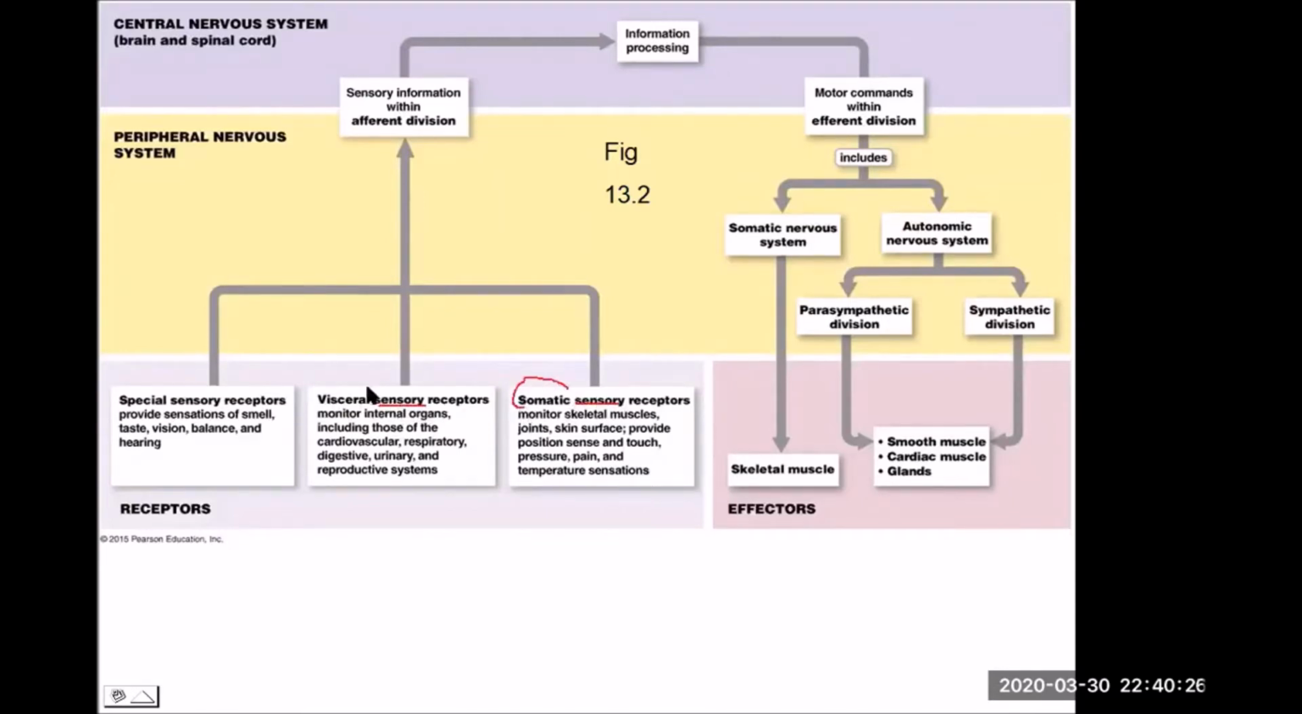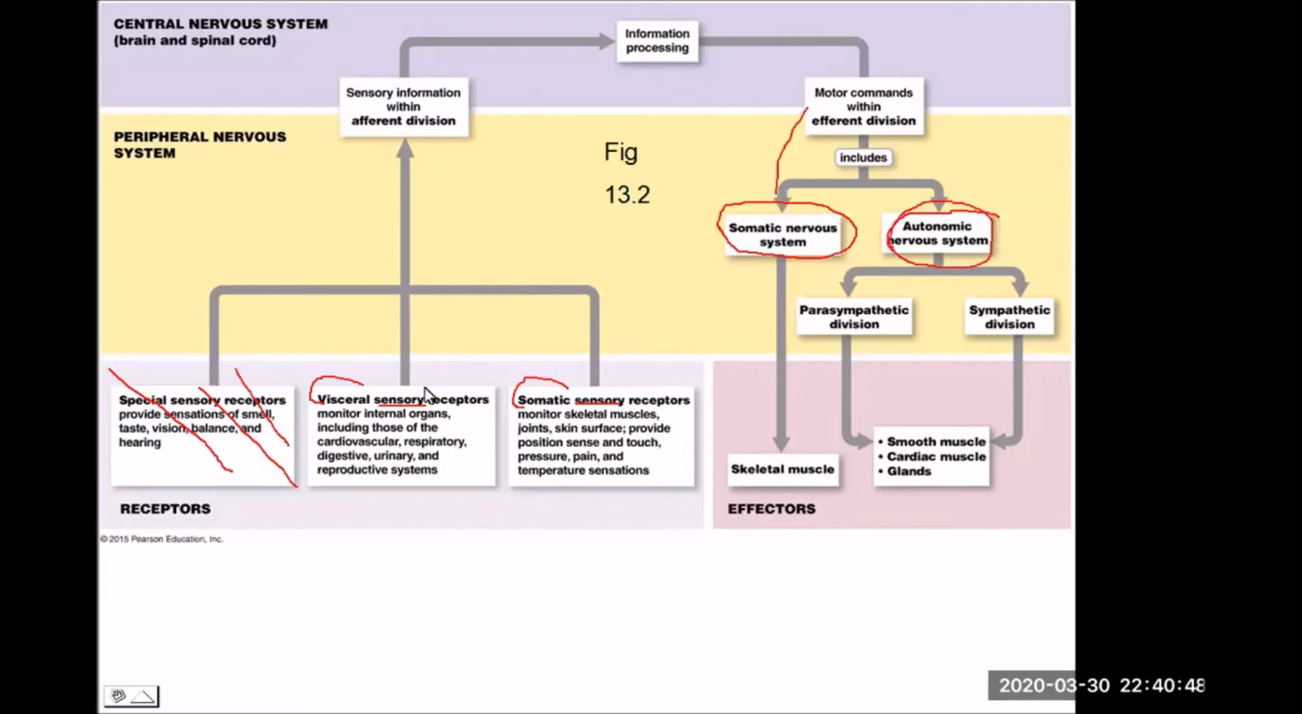So we now see within sensory, there's two types. There's somatic sensory and visceral sensory. We're not worried about this one yet. But that also applies to the motor portion. So there's the somatic portion here on the motor division. And this term autonomic, this is another word for visceral motor.